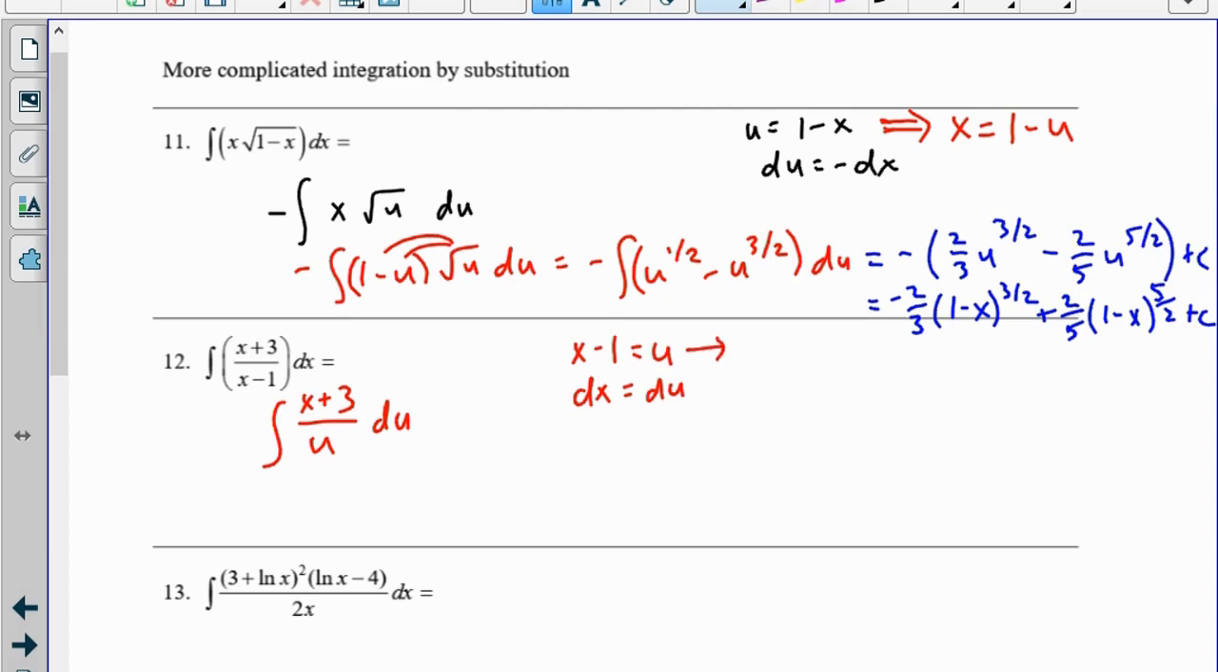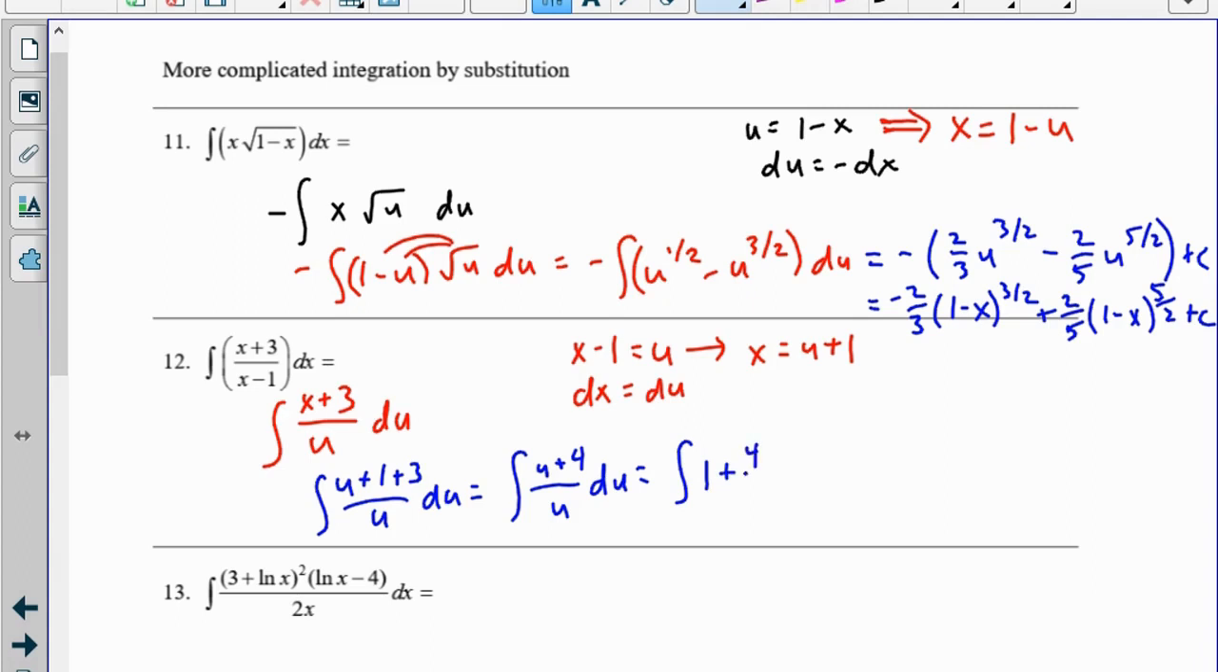Now I still have this x plus 3 in the numerator, and I'm not allowed to deal with this. However, if I notice that u equals x minus 1 means that x equals u plus 1, I can replace the x in the numerator with u plus 1. So now I have the integral of u plus 1 plus 3 over u, and I can make that the integral of u plus 4 over u. And I can continue to simplify this. Notice that if I have a monomial in the denominator, I can rewrite this as u over u plus 4 over u. So that becomes 1 plus 4 over u du.